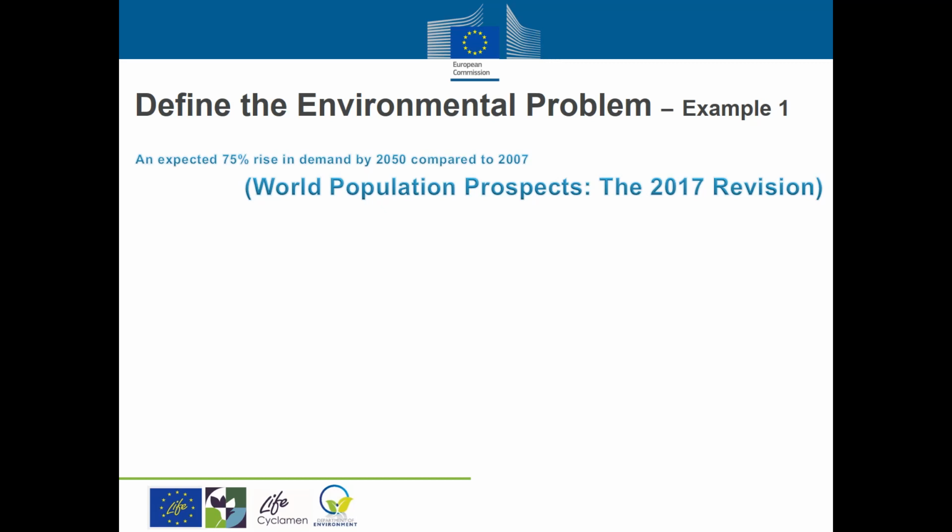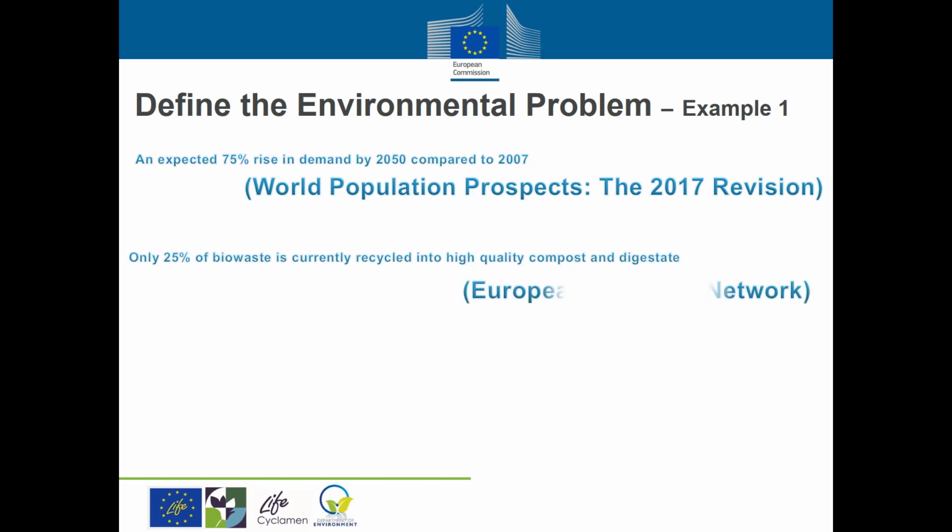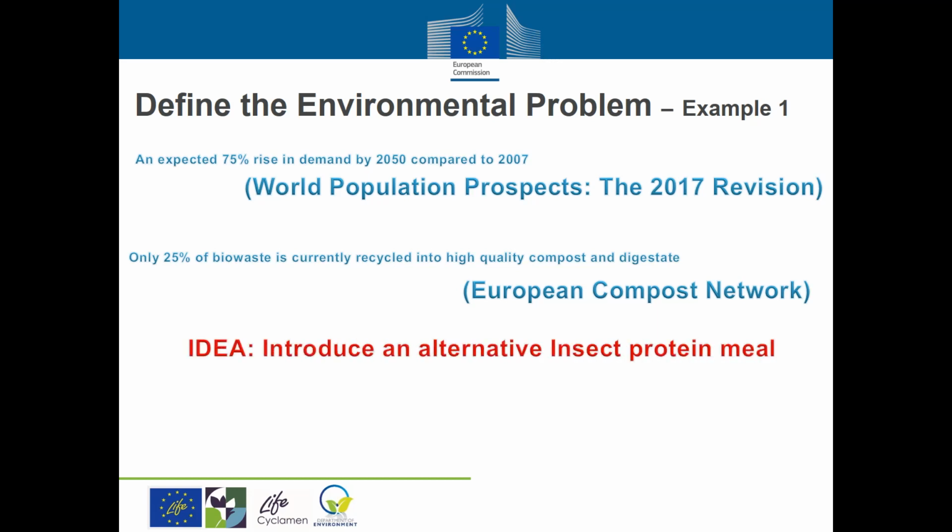This growth will also result in greater greenhouse gas emissions, loss of biodiversity, an increase in antibiotic-resistant genes through widespread use of antibiotics in aquaculture, and higher levels of organic waste. Only 25% of biowaste is currently recycled into high-quality compost and digestate, the European Compost Network, with the majority going to landfill or being incinerated. The idea comes from the fact that insect protein meal is a resource-efficient, sustainable, and environmentally friendly alternative for animal feedstuff that can replace fish and soy meal.